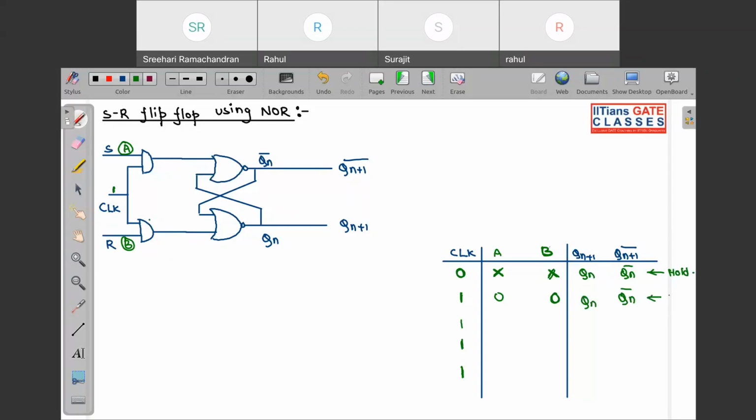So this is again hold state. Next, if I take 0, 1, so look, if A is 0, so obviously this is going to be 0. And if B is 1, so this is 1. So if this is 0, this is 1. So what we know, immediately this will be 0 and this will be 1. Okay. Now, why this happened?